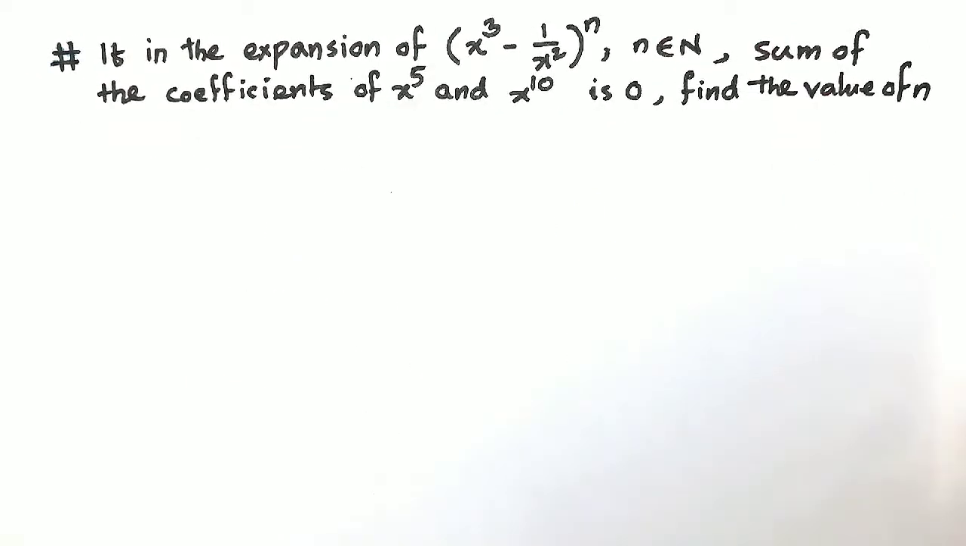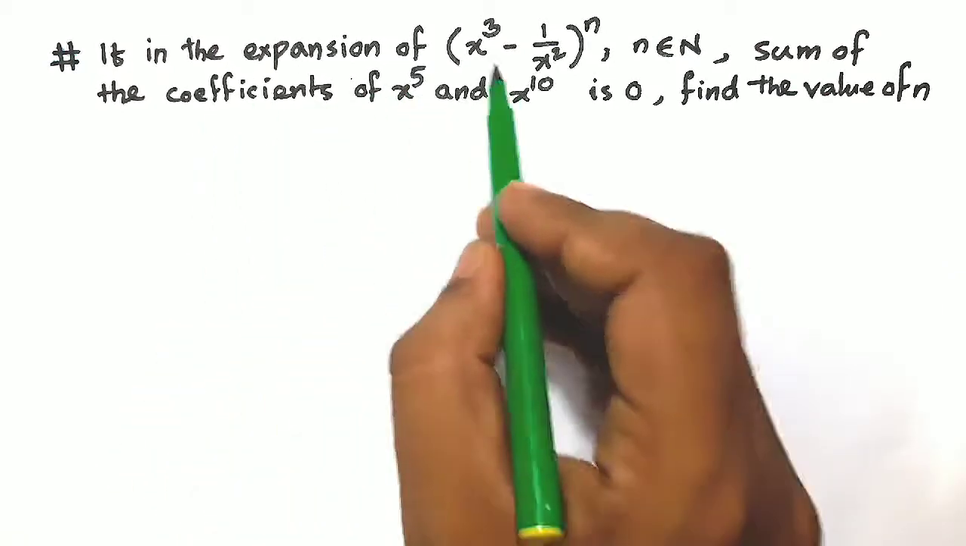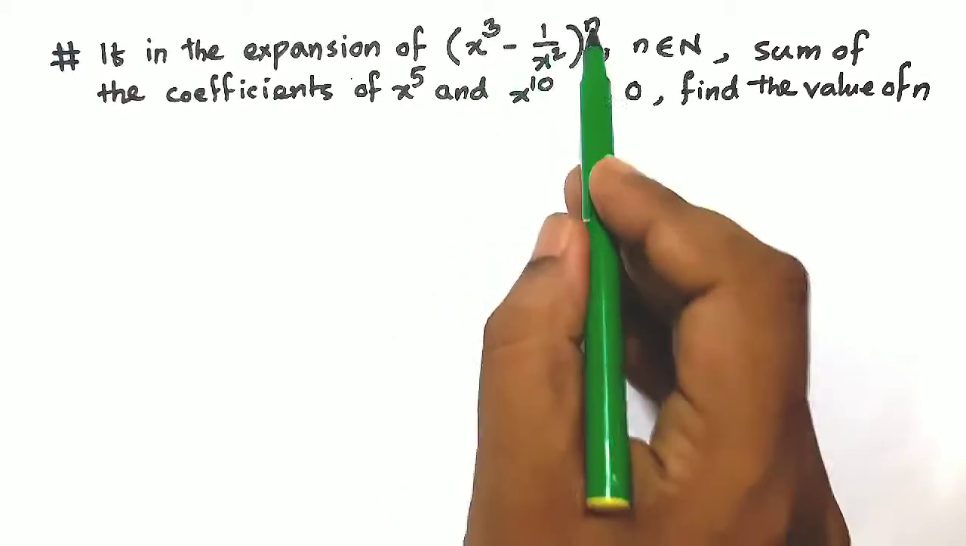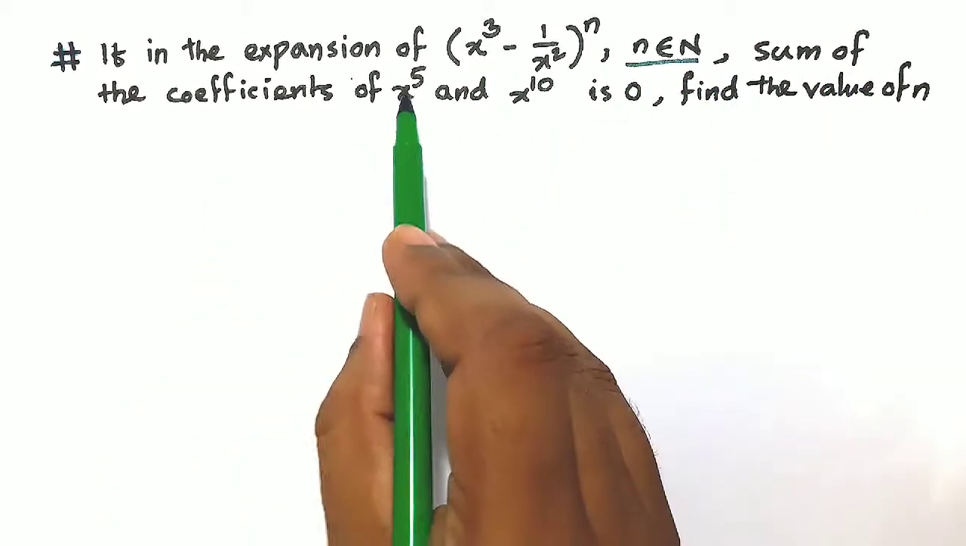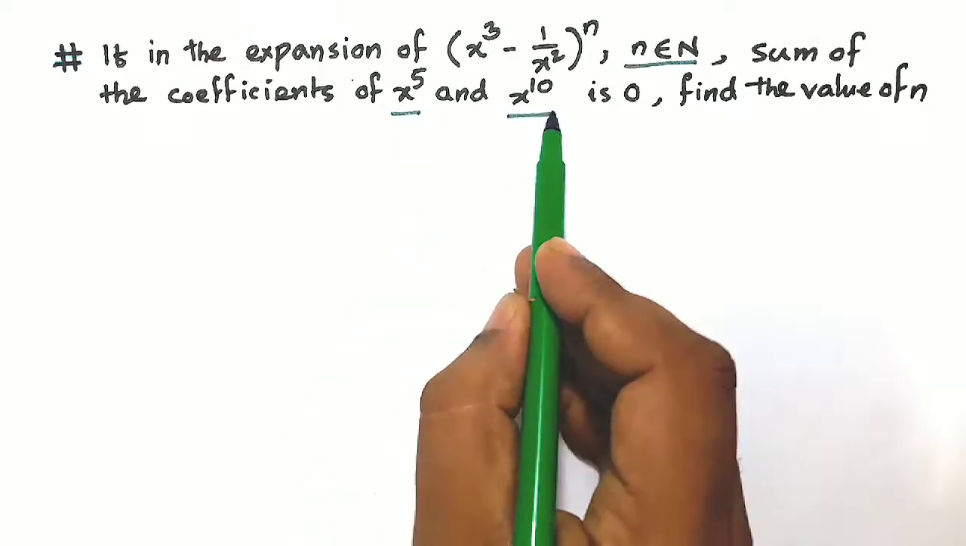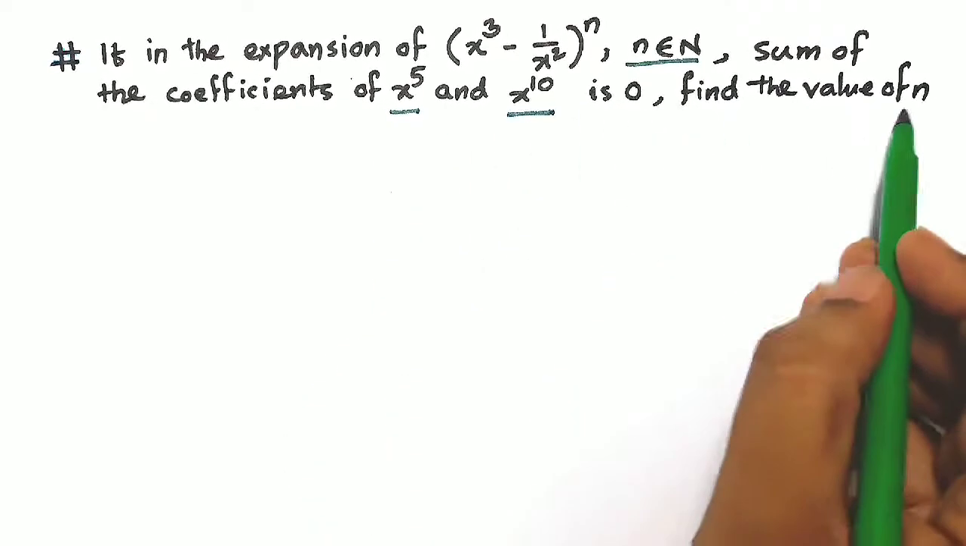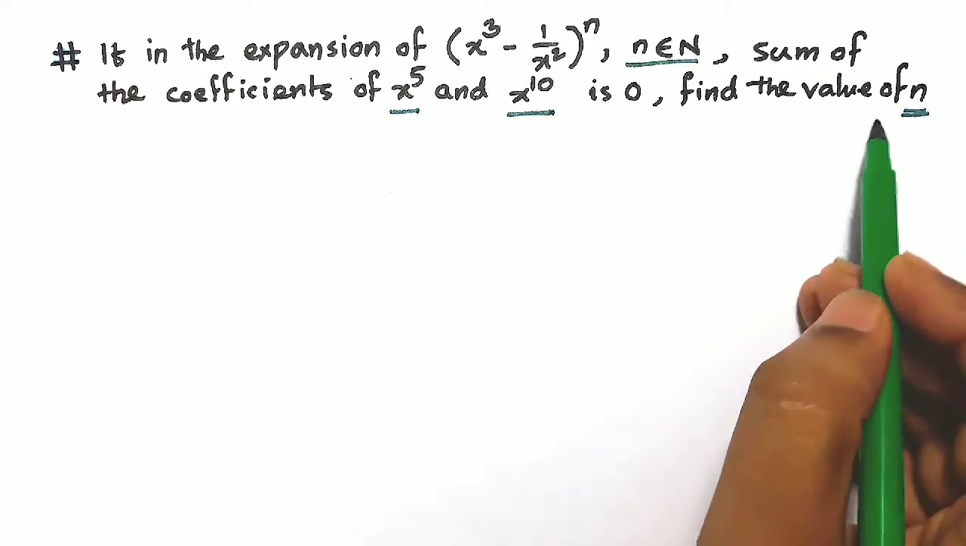This is one of the most important questions of entrance examination. If in the expansion of (x^3 - 1/x^2)^n, where n is a natural number, the sum of the coefficients of x^5 and x^10 is 0, find the value of n. Okay, we shall find the value of n.